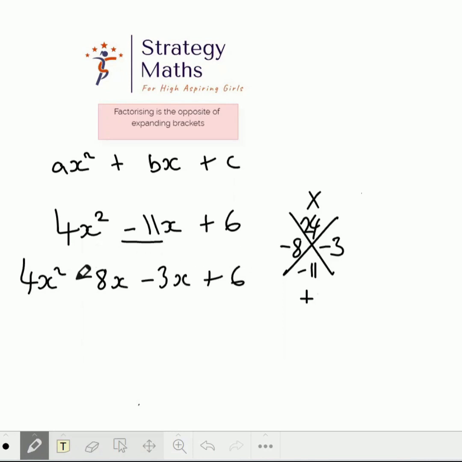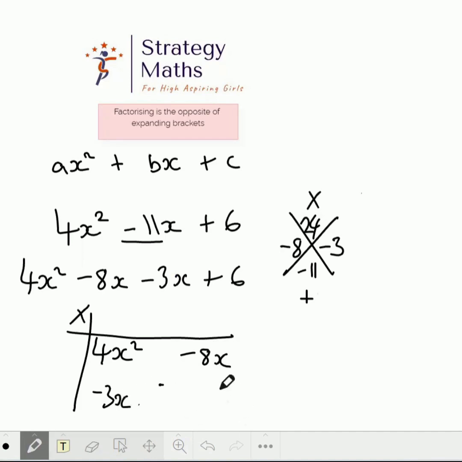Okay, just take a moment to verify that this line is the same as the line above. It is. The minus 11x has been split into minus 8x minus 3x. Now we're ready to do the reverse of the grid method. Put our four terms inside the grid. And then we're ready to find our factors.